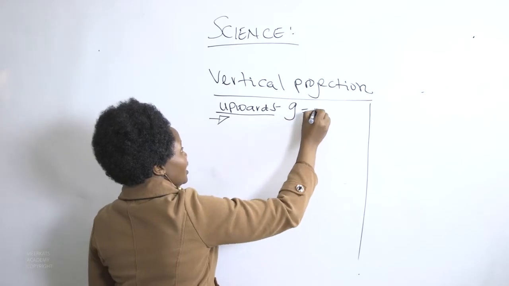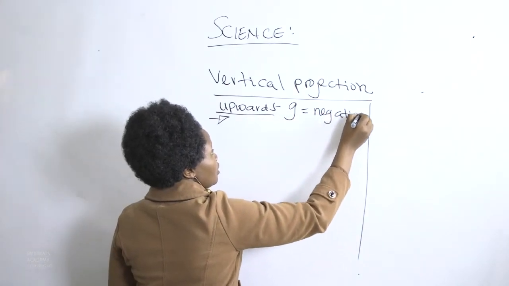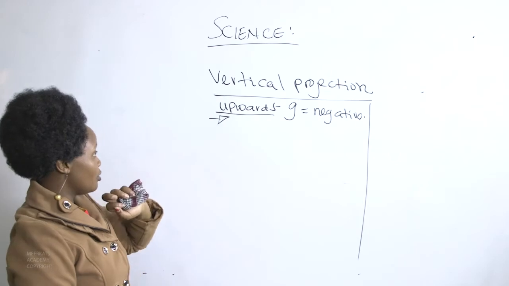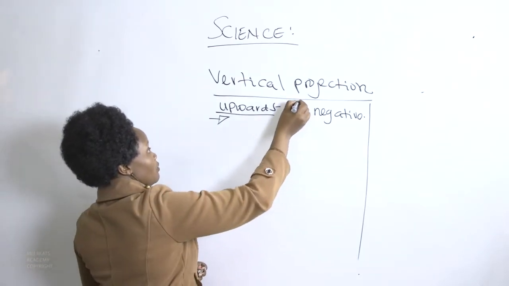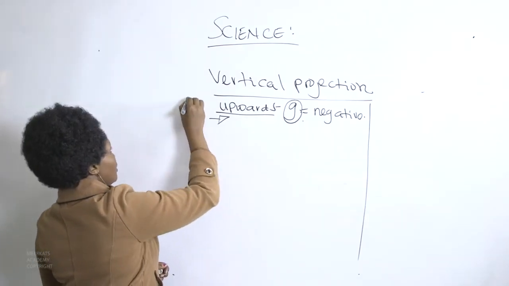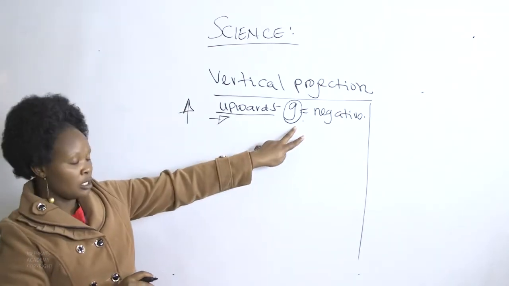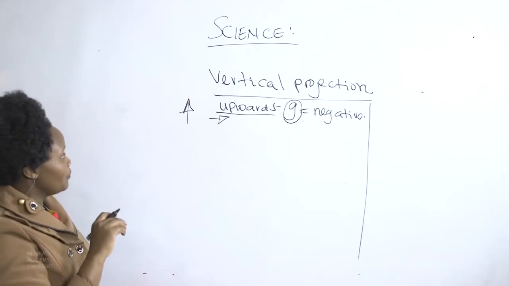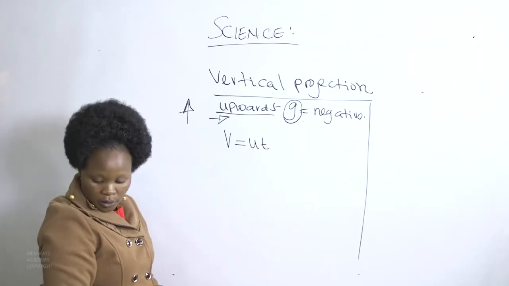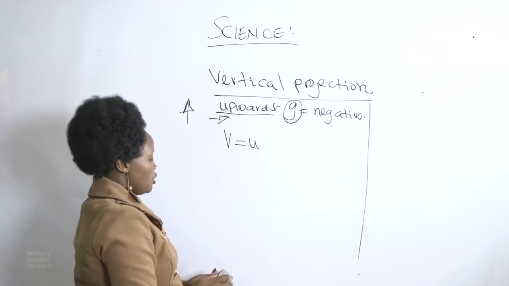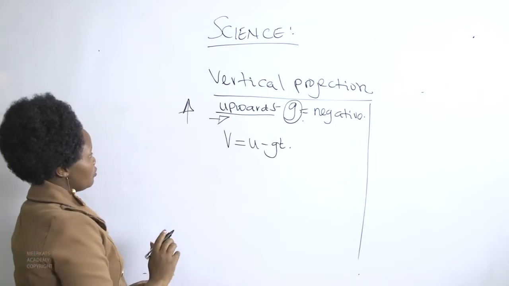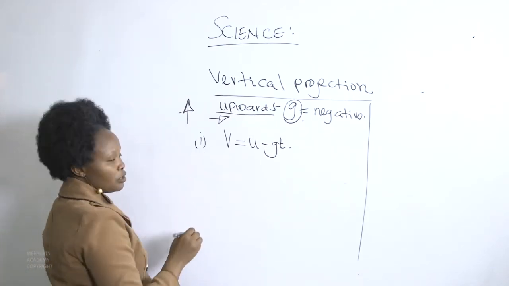G is negative. Remember that we said during a vertical projection, only G acts on a body, and G is the gravitational acceleration. And when we are moving upwards, the influence of gravity on a body is actually negated. Now, our equations became V is equal to U minus GT for the upward movement. That was our first equation.